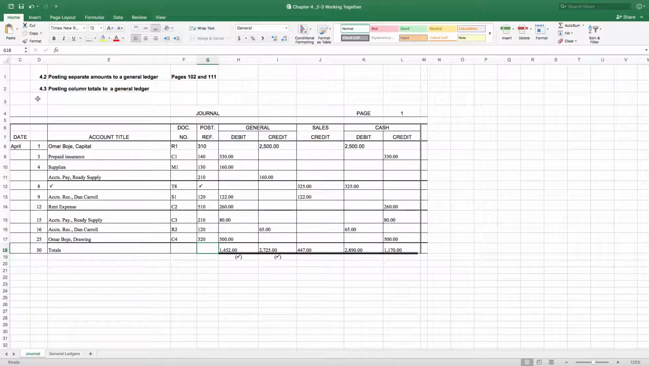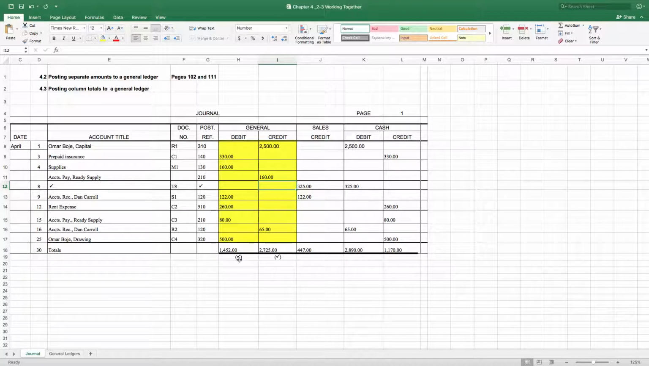Okay, now let's move on to 4.3, and you can turn to page 111 in your textbook. Read your instructions underneath your accounts there, and it will tell you to post your column totals to the general ledgers. Now, we only have 2 special amount columns that we will be posting those totals for. That's sales and cash. Keep in mind, we've already posted everything from the general column. Every single thing. So we don't have to worry about looking at that column anymore.